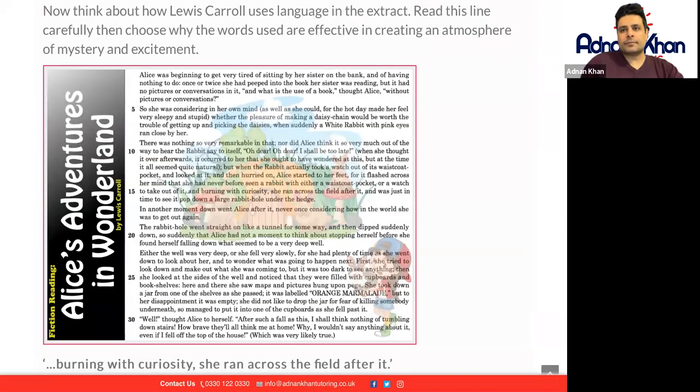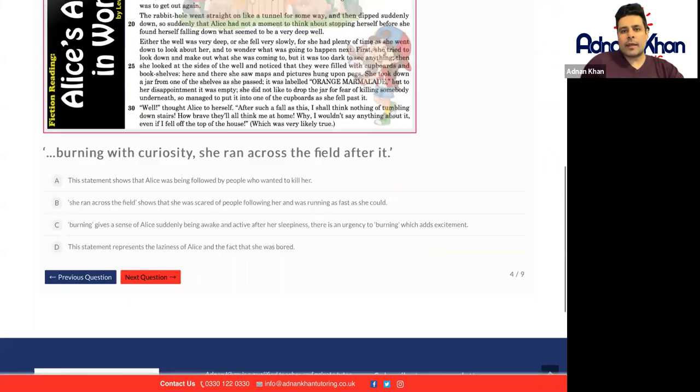And the next one, think about how Lewis Carroll uses language in the extract, taking this statement into account here. Burning with curiosity, she ran across the field after it. Which statement is applicable in this case?